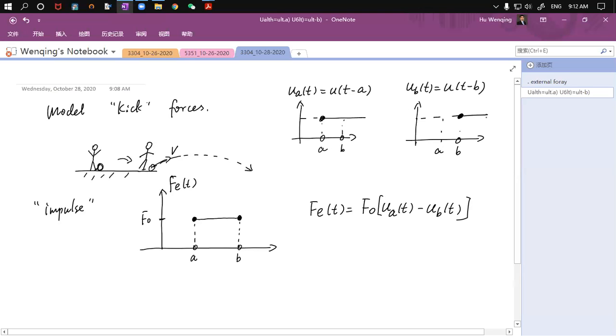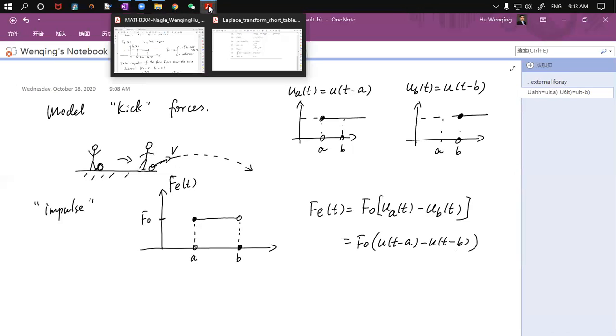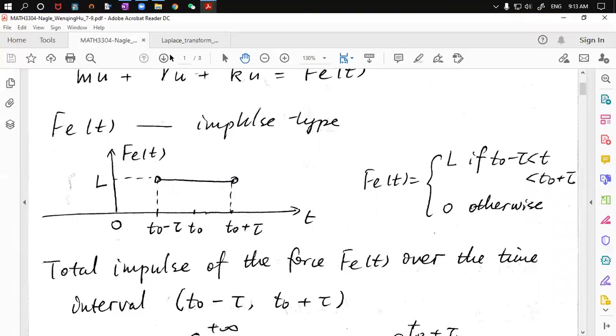But after b on, everything is going to be moved back to 0. So basically, I should have an open interval here. Let's say it doesn't quite matter because it only happens at points, but let's be precise. It should be something like this. So that's going to be f0 of u(t minus a) minus u(t minus b). So this is what happens to such impulses that we can describe from the football example. So that's kind of impulses.